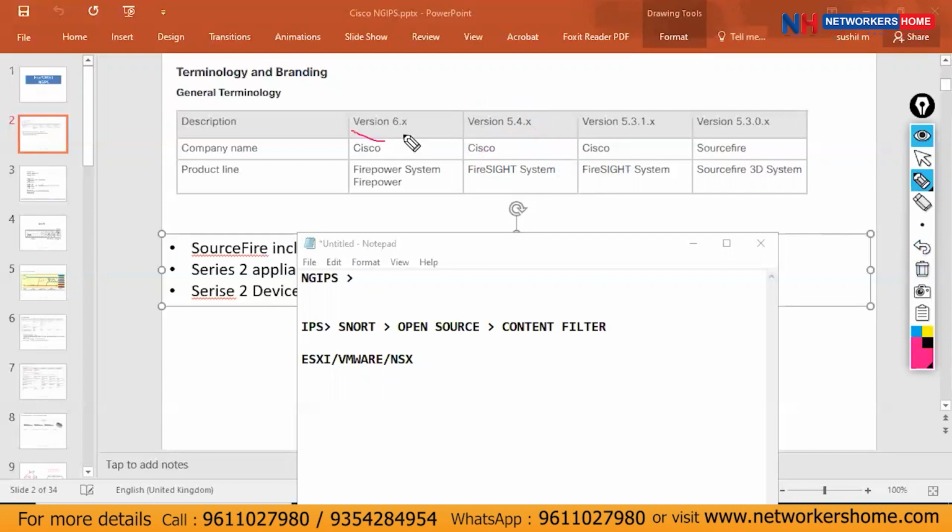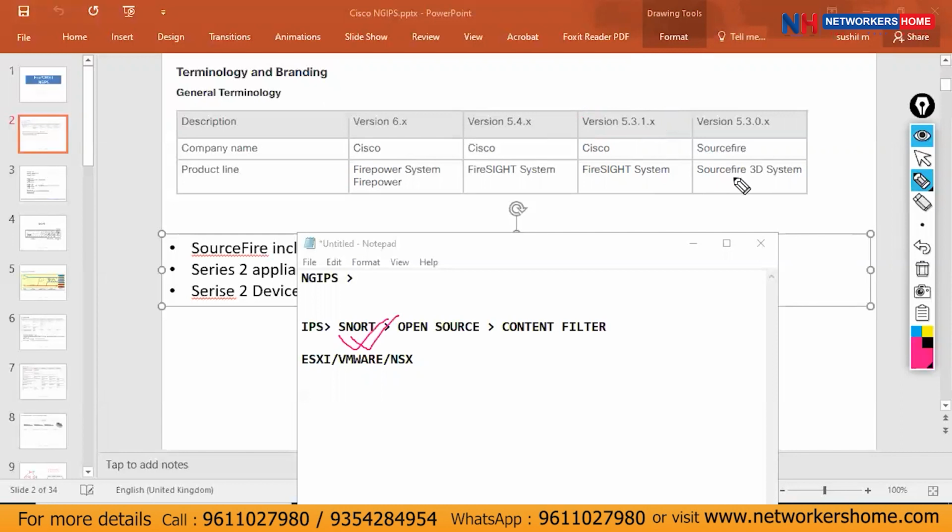After that, they introduced a new version, 6.x. Still the company is Cisco. Now they started calling it Firepower. This is the point from where we started calling it Firepower. Earlier we were not calling it Firepower. Even now in the market, if you see NGIPS with version 5.4, you will not call it Firepower; you will call it Firesight. If someone is using version 5.3.0, we'll call it Sourcefire. Someone using 5.3.1 we'll call Firesight System. So these are the different terminologies given based on the different versions, products and companies. So starting with Snort, from here we have four different terms.